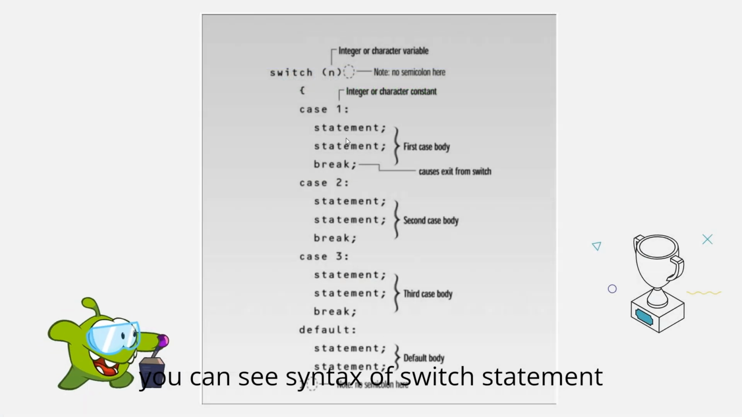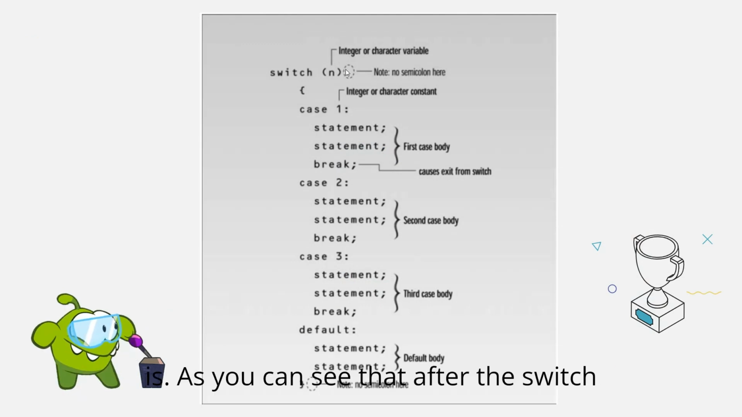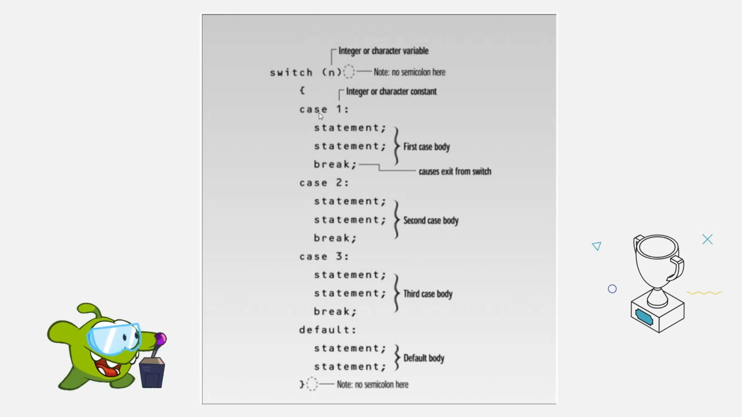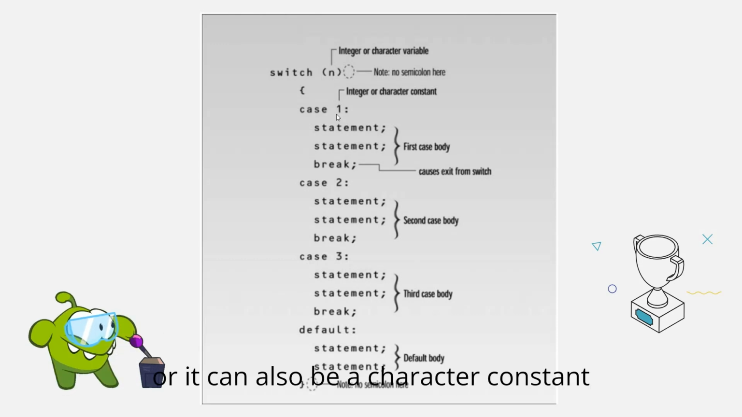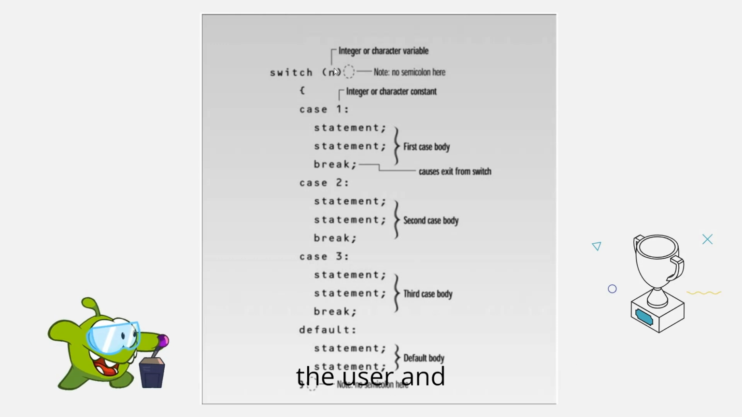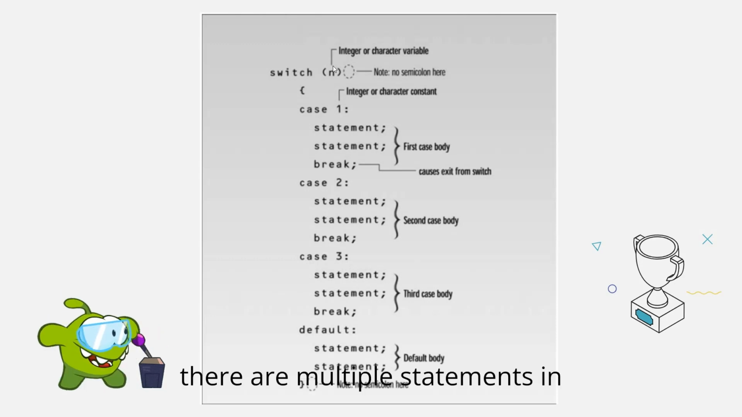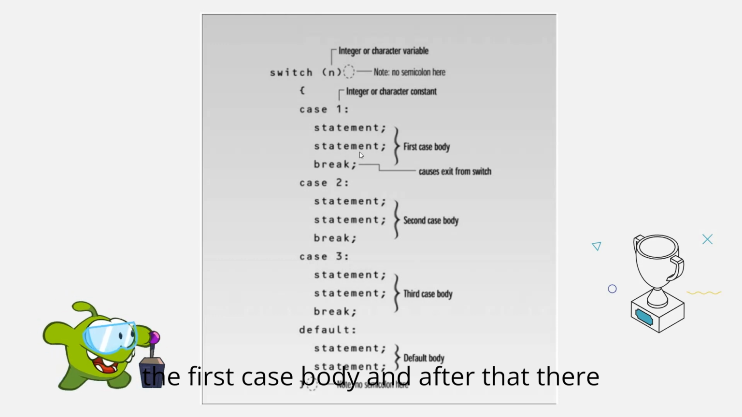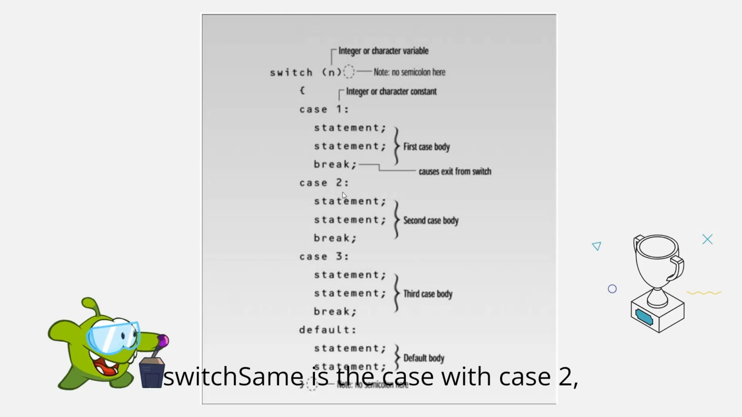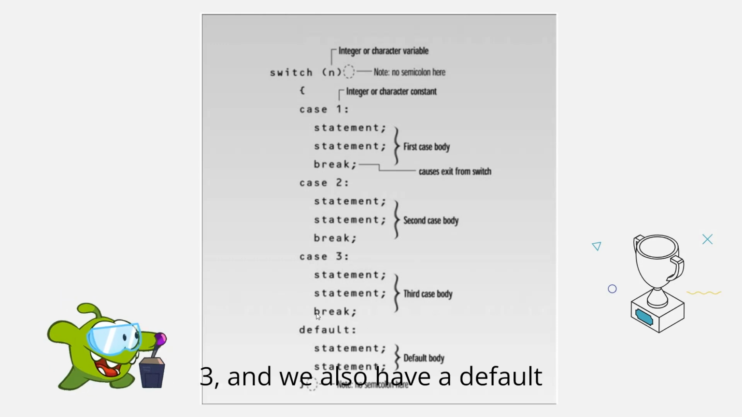You can see the syntax of the switch statement is, as you can see, after the switch n there is no semicolon and n is an integer, whereas case 1 colon, 1 is also an integer, or it can also be a character constant depending upon what you have input from the user. And there are multiple statements in the first case body, and after that there is break, which is causing exit from the switch. Same is the case with case 2, 3, and we also have a default body.